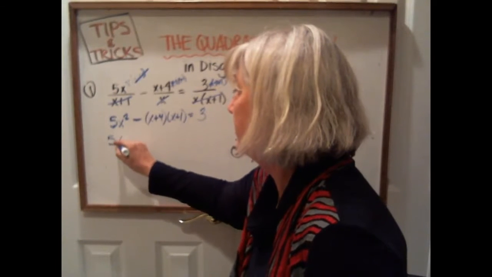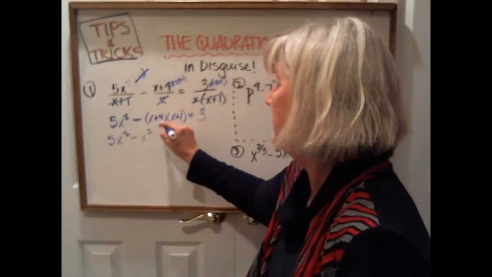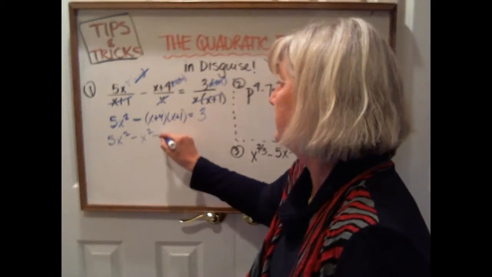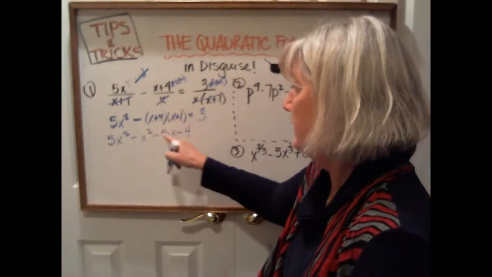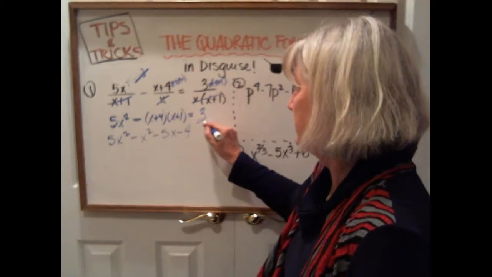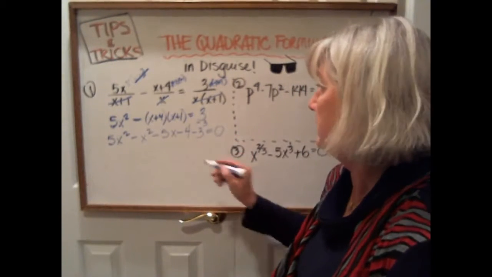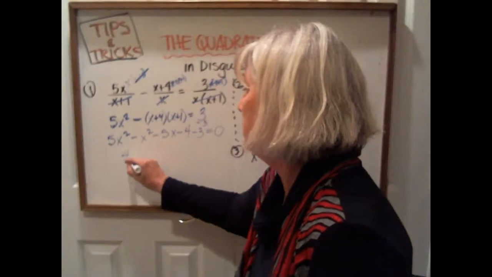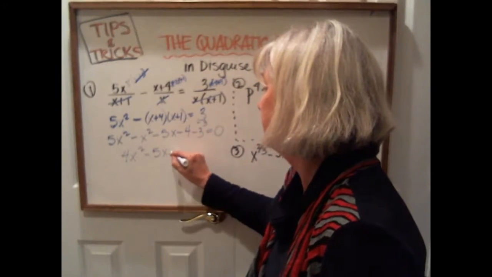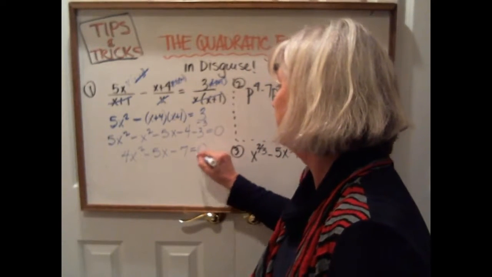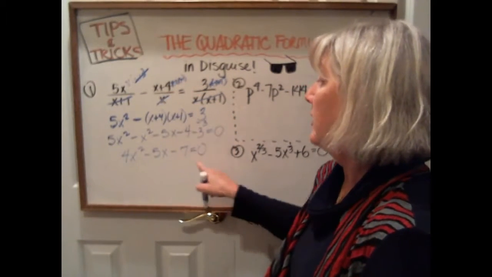So it'd be 5x squared, and this would be minus x squared, and 4x plus 1x, so minus 5x minus 4. I'm making sure this negative sign distributes to everything. And then I'm going to subtract 3 from everything, so minus 3 equals 0, because we want our quadratics to be equal to 0. So this simplified will be 4x squared minus 5x minus 7 equals 0. So lo and behold, this rational equation is a quadratic.